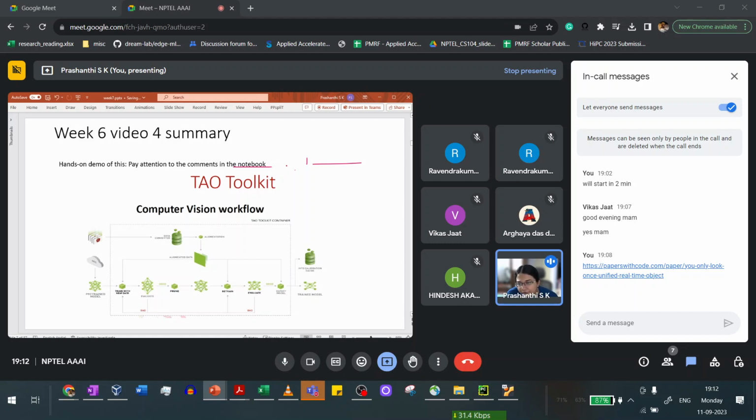If the audio distracts you, mute it and play it without audio, and pay attention to the comments. Keep this diagram in mind, keep it open side by side. Then you will be able to relate the steps that you see in the notebook with the steps that are outlined in this workflow.